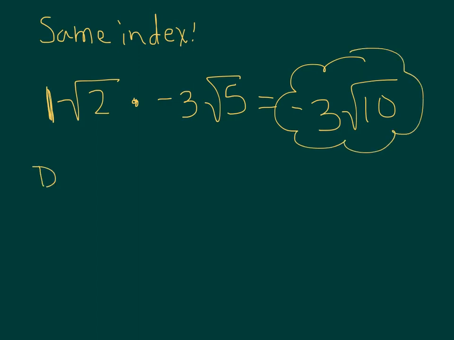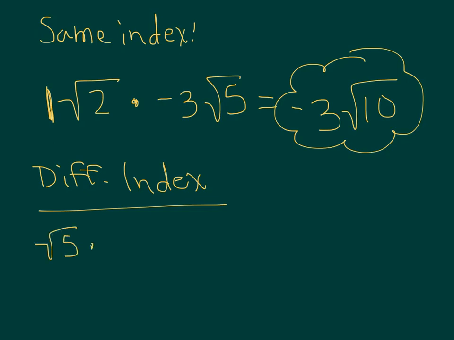Now, if you don't have the same index, in other words, if you have different indices, you might have a problem that looks similar to this. Like, for example, root 5 times the cube root of 4. And this makes things a little bit more complicated. We actually can't just multiply these straight across because one is a square root and one is a cube root. So you're going to convert it to a rational exponent, get a common denominator, convert it back, and then go from there. So let's look at this.